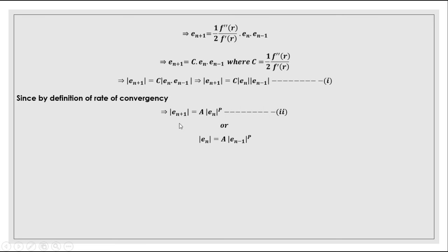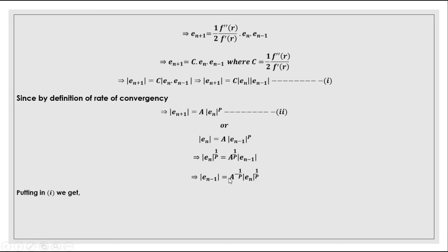So if we take the nth term, it will become the (n minus 1)th term. We will get this. Now, from this, if you take 1 over p power on both sides, this p will be cancelled out with that 1 over p, and here we will get 1 over p. After shifting this to the left side, it will go to the denominator, and by taking it to the numerator, its sign will become negative: a to the power minus 1 over p, |e_n| whole raised to the power 1 over p.